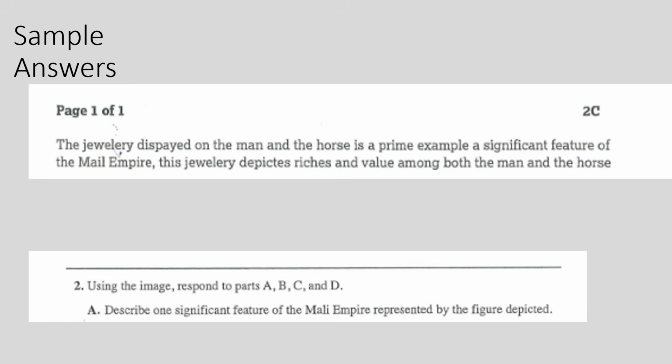So here you have another response, and this one definitely is not as detailed as the prior one. The jewelry displayed. Now, the fact that they picked up on jewelry actually means something, because if you have jewelry, then that means you have time to kind of sit in your empire and create jewelry. In other words, you're not always on the run. You're not always traveling from one place to another.